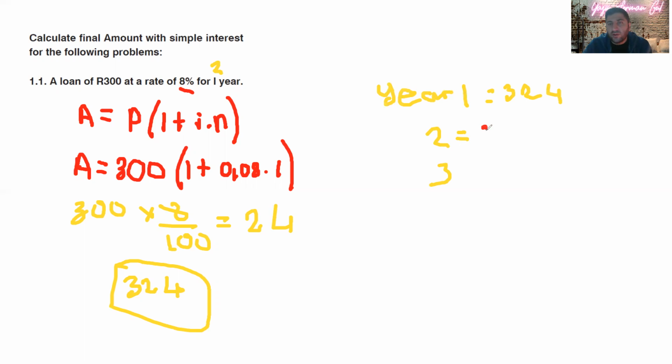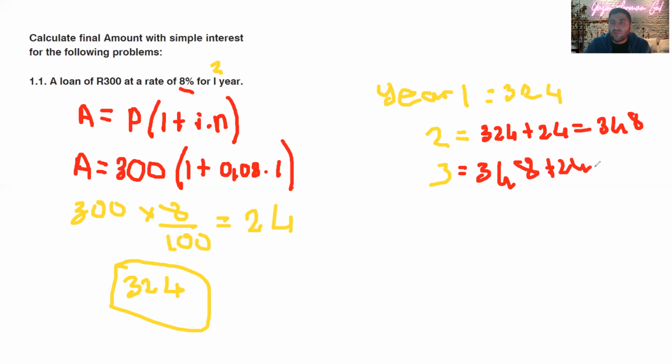So how much money do I have after 1 year? 324. I'm going to add 24. That is going to be 348. Now, when I come to the third year, how much money do I have? 348 plus 24, and that is going to be 372. It doesn't matter how many years it is. Every year you just add 24, 24, 24, because that's the amount of the interest. For simple interest, once we find the amount of interest, it doesn't change. Every year you just add it on.